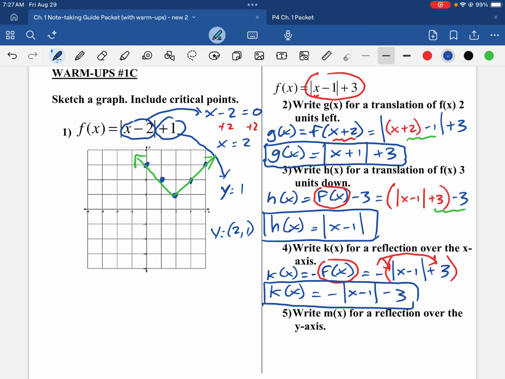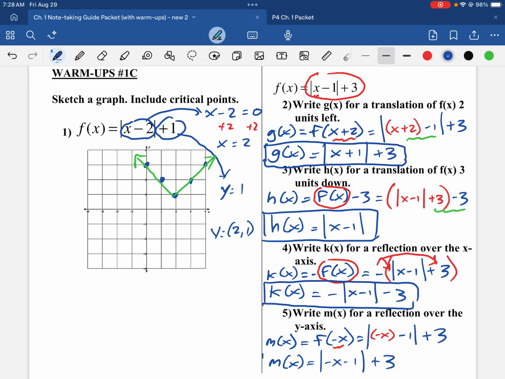Okay. All right, and then m of x, we're reflecting over the y-axis, and that means we're going to change the input. We're going to take the opposite of the input, so f of negative x. All right, so my new input then is negative x, so I'm going to the function, and where the x is, I want to replace that with negative x. Okay, that's all that changes, and so there's not much simplifying I can do on this one. So I'm just going to write that like so. And there is my solution on this one.